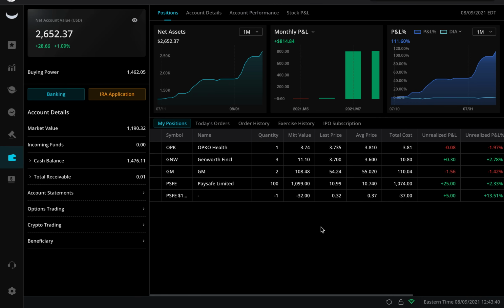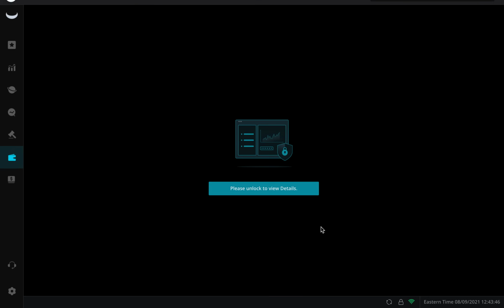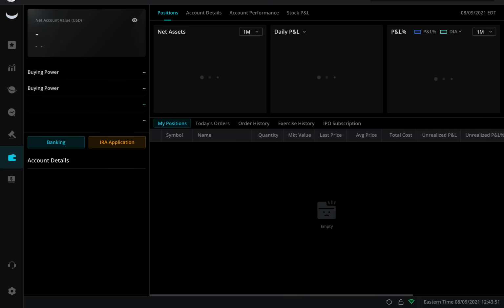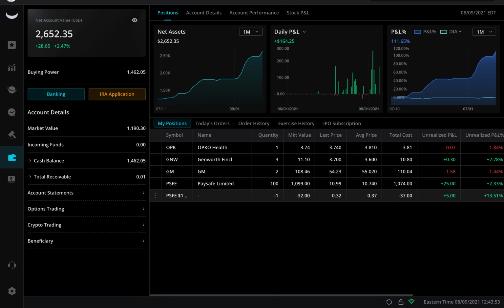It looks like it did close it out for me. I can just quickly refresh this and make sure that it's no longer there. So again, let's unlock this and go ahead and see here. So yeah, as you can see, it's no longer there. As you can see, my buying power just increased because it just released the collateral that it had taken in order to allow me to sell that put.